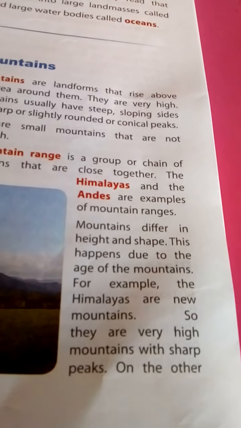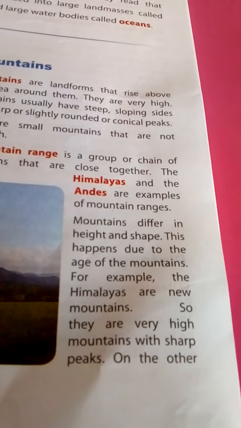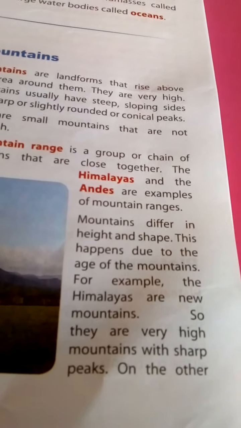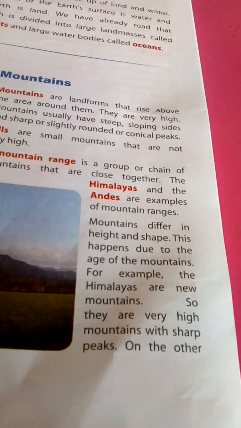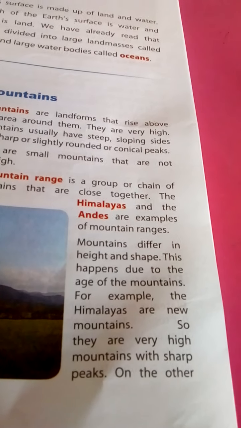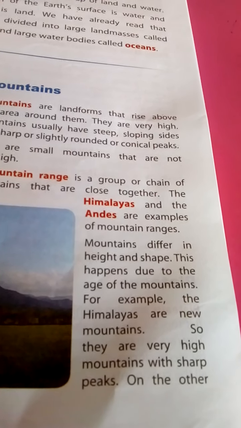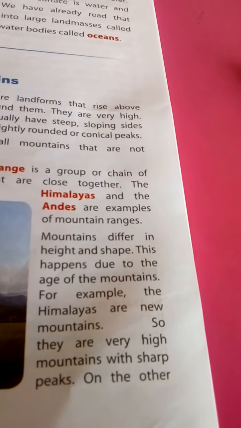For example, the Himalayas are new mountains, so they are very high mountains with sharp peaks. Once again, peaks mean the pointed top of the mountain. That means they are very high mountains with sharp peaks. So that is a very new mountain.